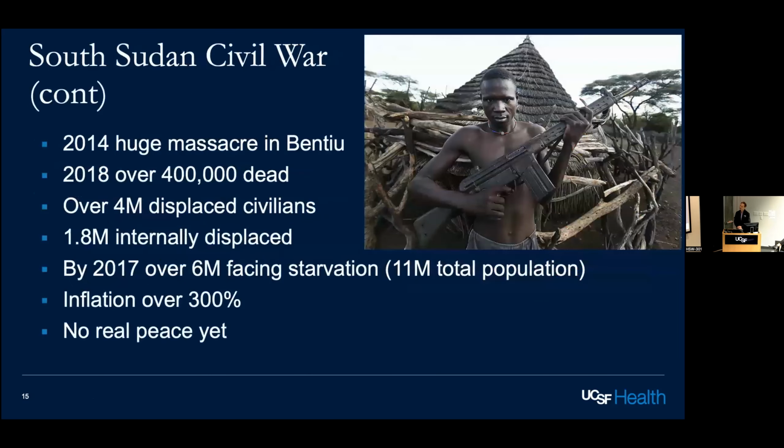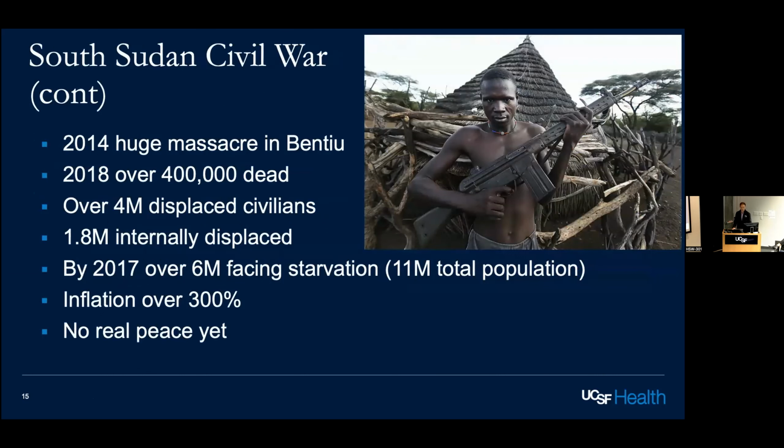And in 2014, there was a huge massacre in the town of Bentiu. When I saw what was the town of Bentiu, it's amazing there was actually ever a town there. It's basically just completely leveled. There were another 400,000 dead, 4 million displaced, and 1.8 million were internally displaced, meaning they're still within South Sudan, but they're not living anywhere near their homes because they don't really exist.